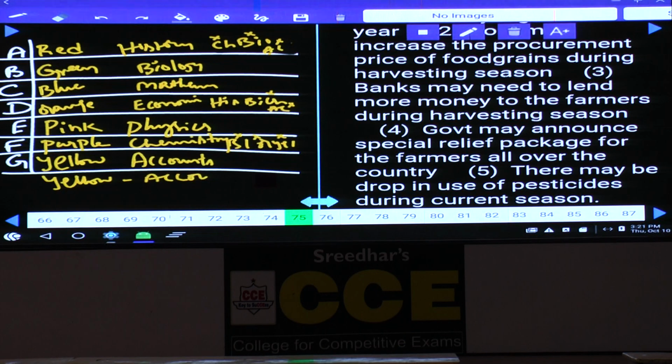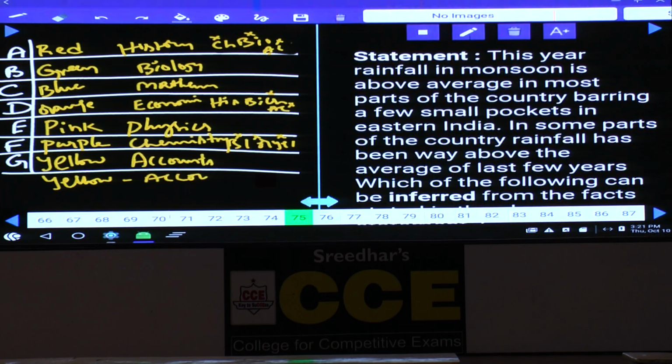Then coming to question number 75. Now in this 75, this year rainfall in monsoon season is above average. It is above average in most parts of the country, barring a few small pockets in eastern India. All the remaining areas have got a good amount of rainfall, above average. In some parts of the country, rainfall has been way above, meaning beyond above, isn't it? To a larger extent, way above the average of the last few years.